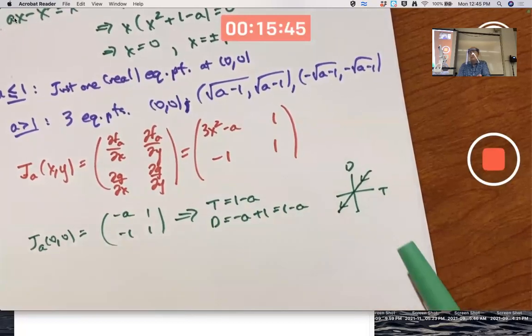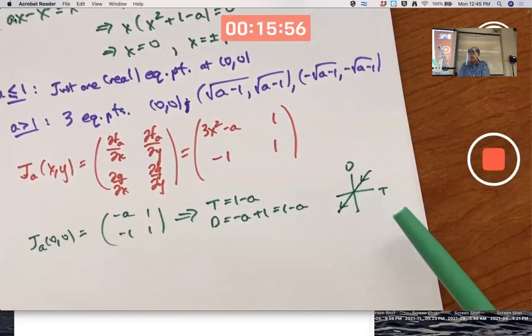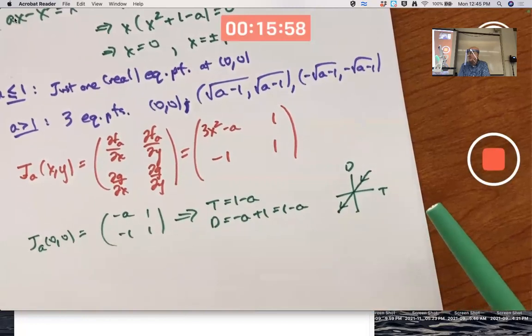It's not a solution of the differential equation. We're not talking about a straight line solution then. This is not the phase plane. It's just a different plane, a TD plane, trace determinant plane. It's just a way of visualizing what's probably going to happen.